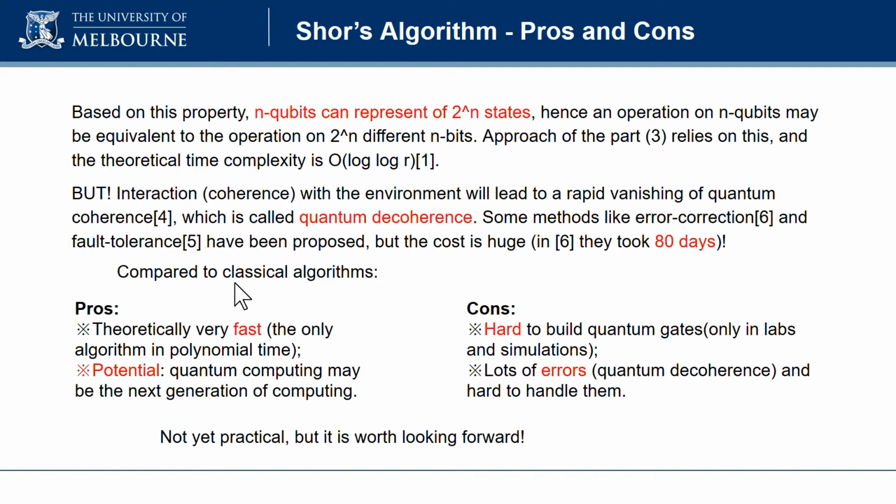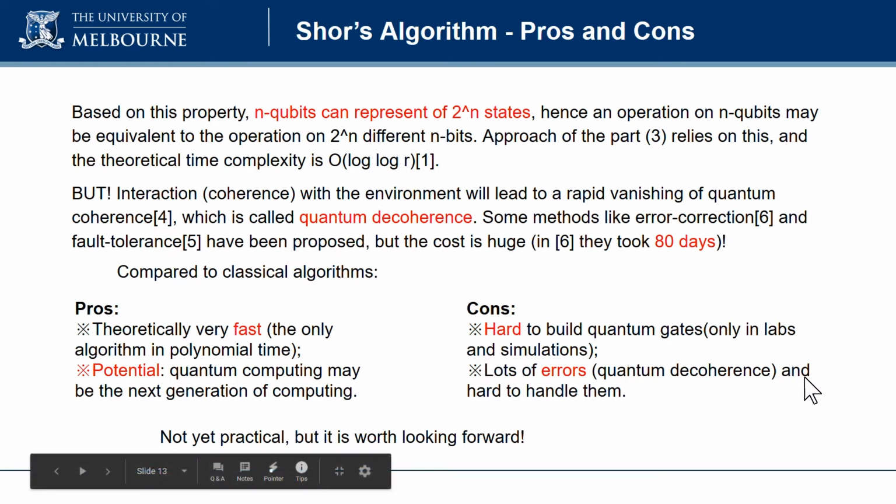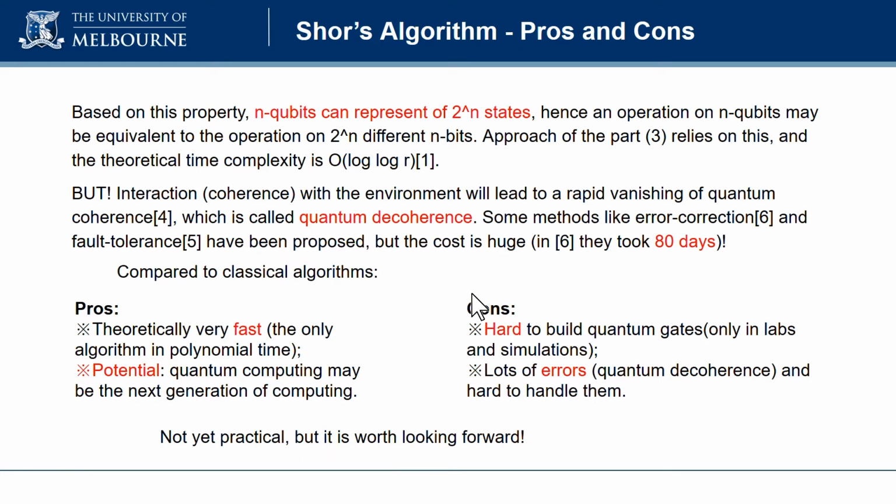Compared to classical algorithms, Shor's algorithm is very fast, theoretically of course, and it has a lot of potential because of quantum computing. But it's very hard to build quantum gates, so it only exists in laboratories and simulations, and it contains a lot of errors that are pretty hard to handle. Overall, it is not yet practical, so there is no application scenario right now, but we believe that it is worth looking into.